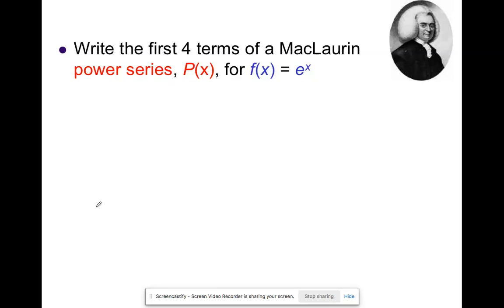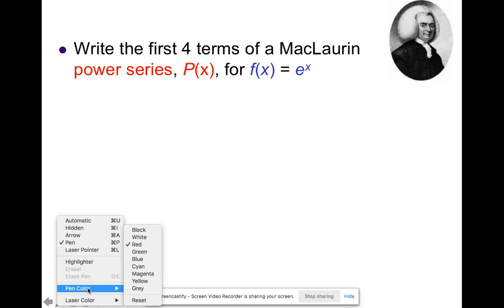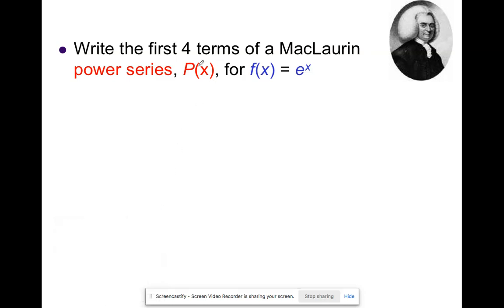Okay, kids, let's do some more series. Here's our friend Colin Maclaurin, right? So I want you to write out the first four terms of a Maclaurin power series. Notice I don't tell you the center, right? Because what's true about Maclaurin? Always centered at zero. Every time you have Maclaurin, they don't have to tell you the center. The expectation is you know the center is zero.